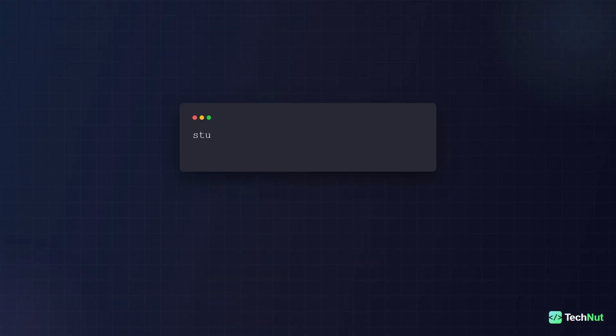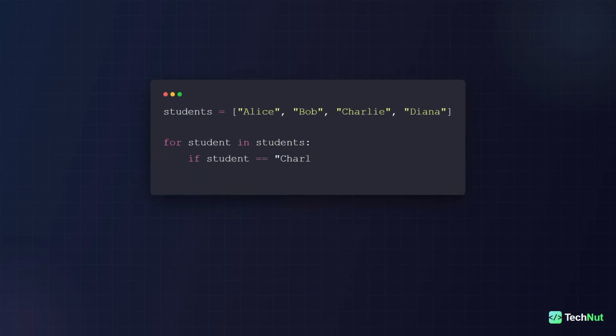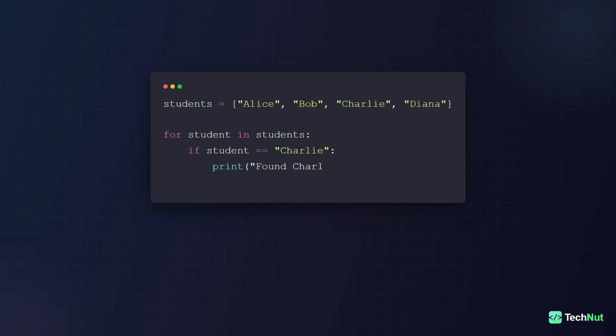Here's a practical example. Finding a specific item. We loop through a list of students. When we find Charlie, we print a message and break. No point checking the rest of the list. We found what we wanted.